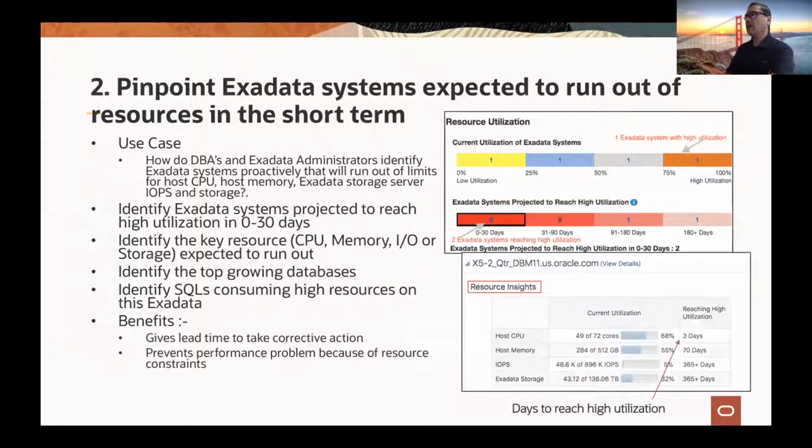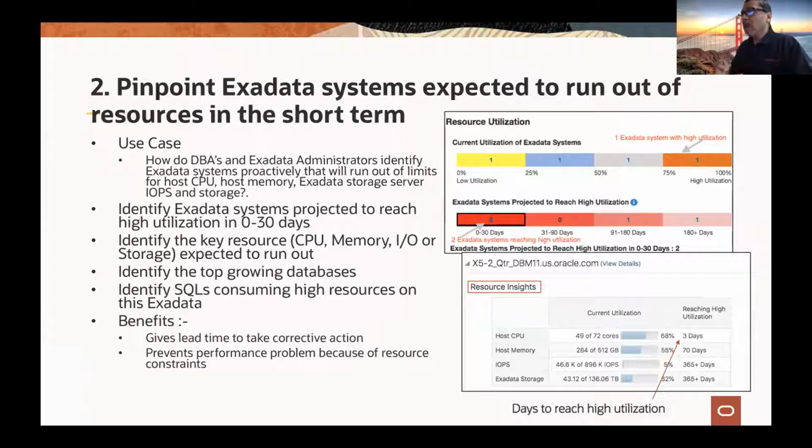The second challenge. My tip is to pinpoint Exadata systems proactively that are going to run out of resources in the short term. The benefit is that it gives you lead time to take corrective action, and it should be done again in an automated fashion based on your historical usage.